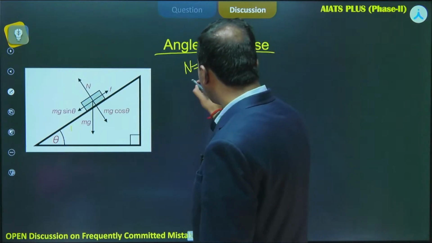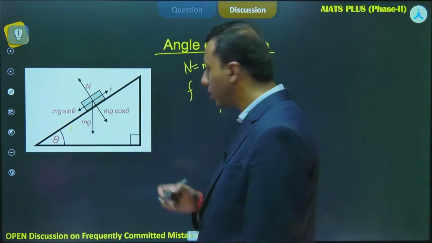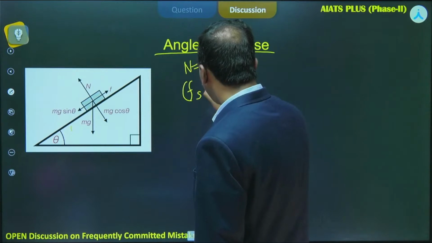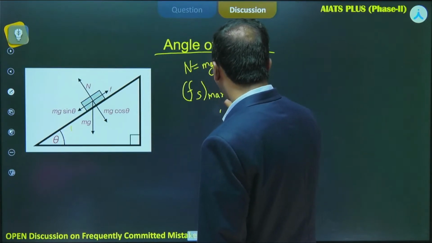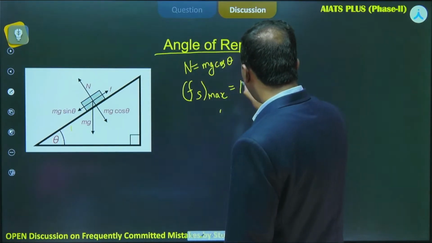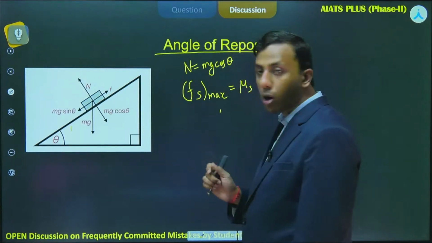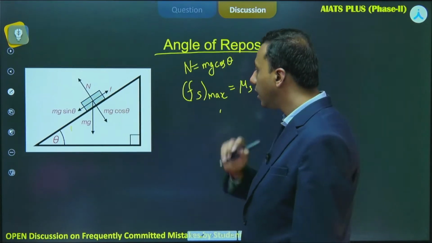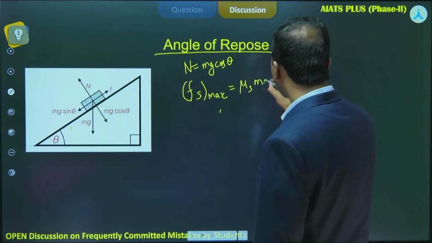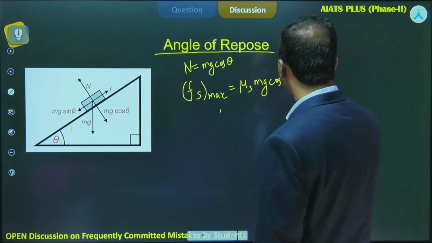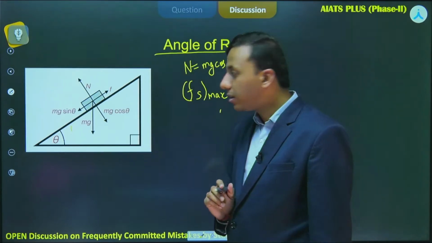And frictional force, or I call it static friction, or I am writing here maximum value of static friction. What will it be equal to? Mu s into normal force. Normal force was how much? Mg cos theta. So this becomes mu s into mg cos theta, right?